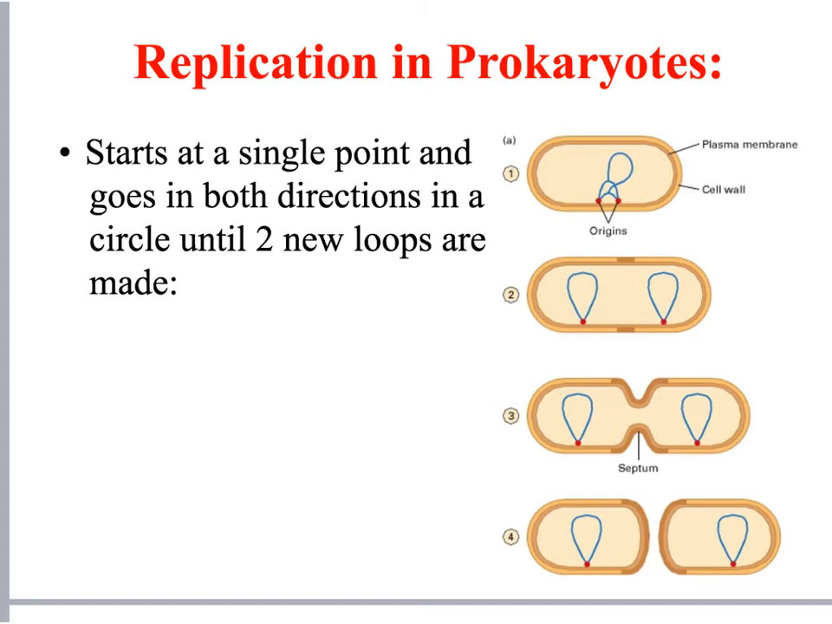The other thing that's unique too is the fact that you have a septum forming here before the two cells separate. In eukaryotic cell division, you have a cleavage furrow forming before the cells divide. So that is a different process, and a very simplified process compared to the meiotic and mitotic divisions that happen with eukaryotes.